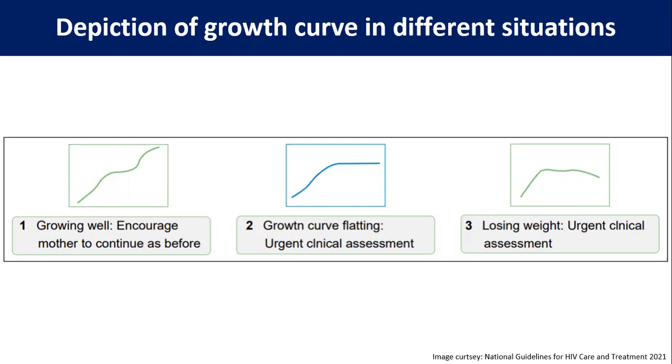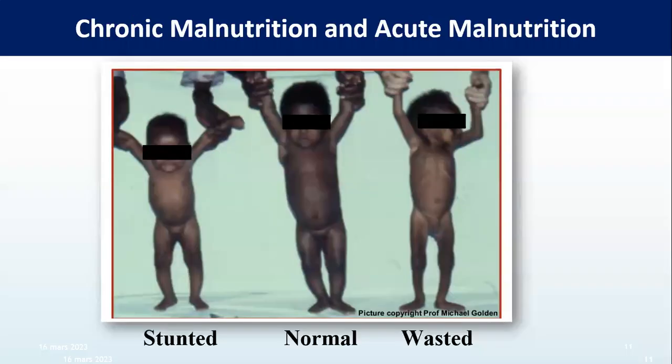So this second one is very important, and the third one is very alarming, where the child has initially gained weight, then there is a flattening, and then again it is declining. The third one is very alarming to us, and we require urgent clinical assessment and further intervention so that we can prevent higher mortality in these children. Next.